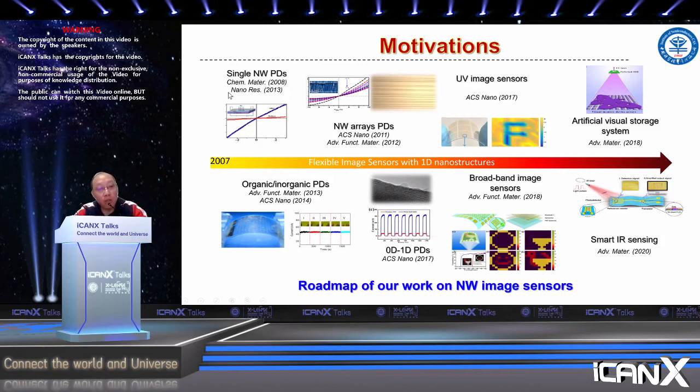We start our work from single nanowire photodetectors. Then we can design some strategies to improve the performance of single nanowire devices, and then we can design nanowire photodetector arrays to make some image sensors, and also some artificial visual storage systems and some smart infrared sensing. In the following slides, I will just show what we've done in my group. So I'll give you some details.